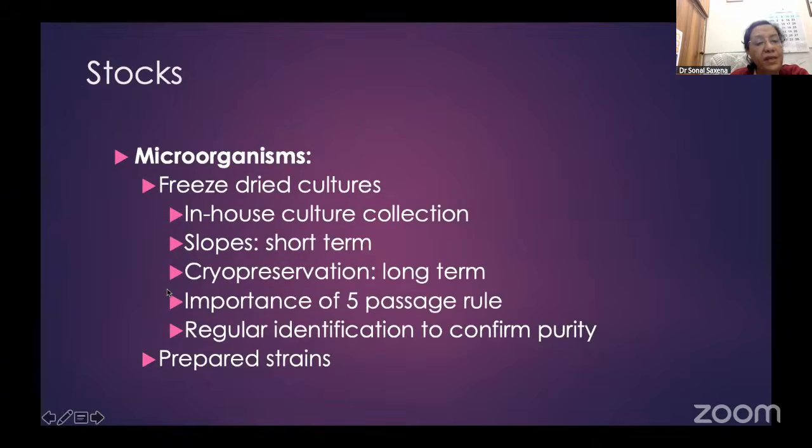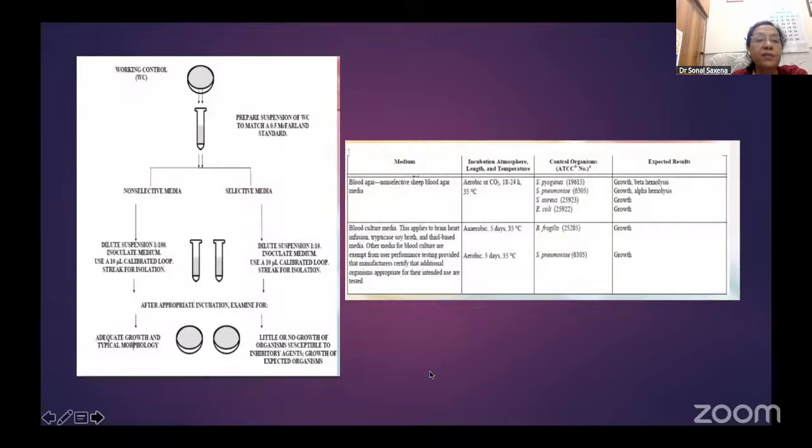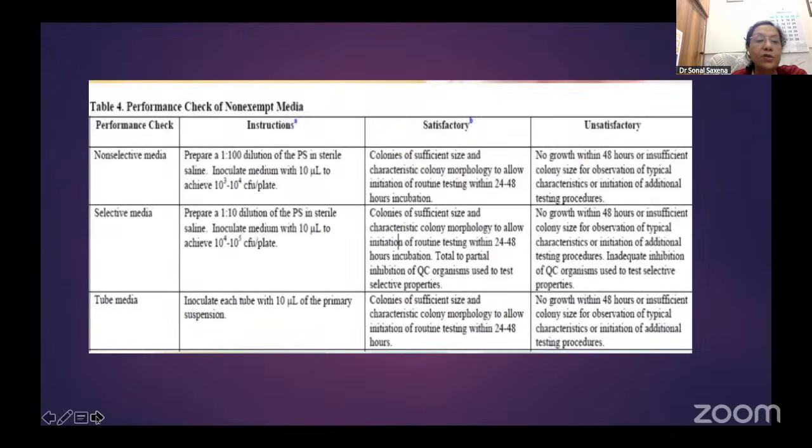Now we all know how to maintain these microorganisms. We're already 50 minutes into this. How to maintain these cultures is also another story, and this is the way you do it. These are pictures from CLSI M22. It's not freely available, so please remember that these are the methods that I use. You inoculate each tube with 10 microliters of primary suspension, and then you do a subculture and look, and technically there should be no growth within 48 hours of incubation. Then for non-selective media, you prepare a 1 in 100 dilution of the phosphate saline.